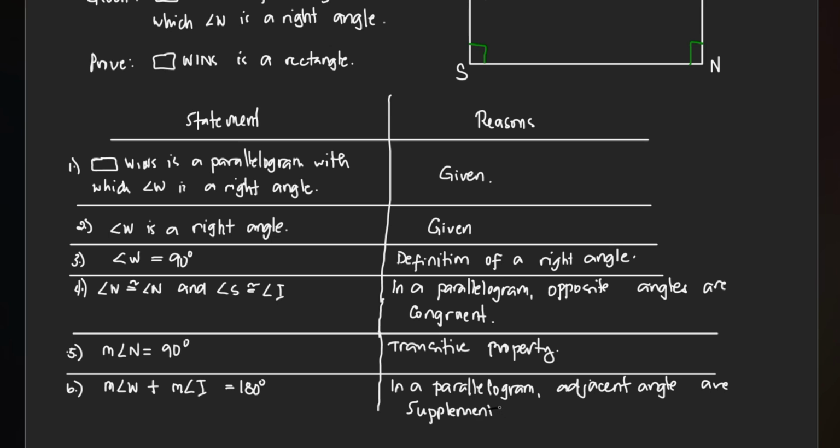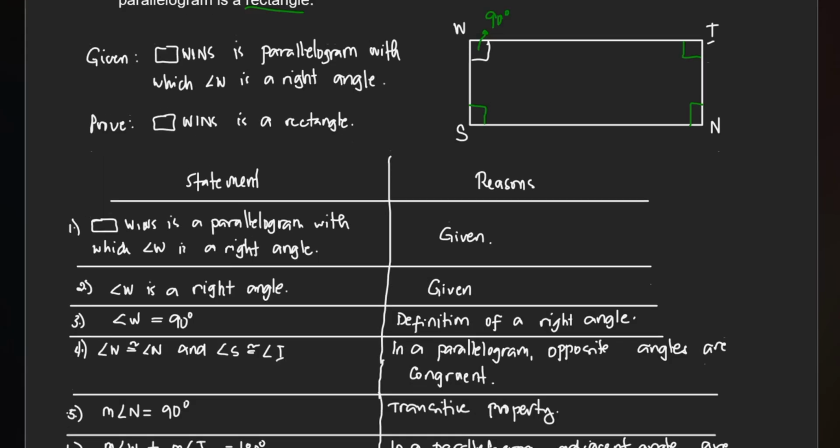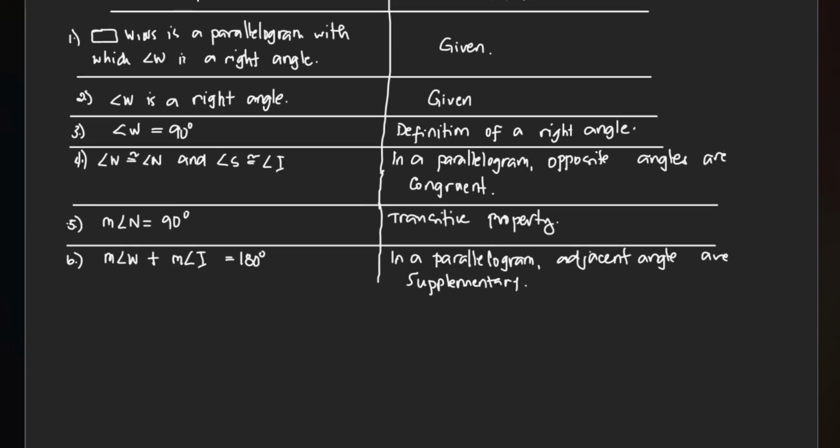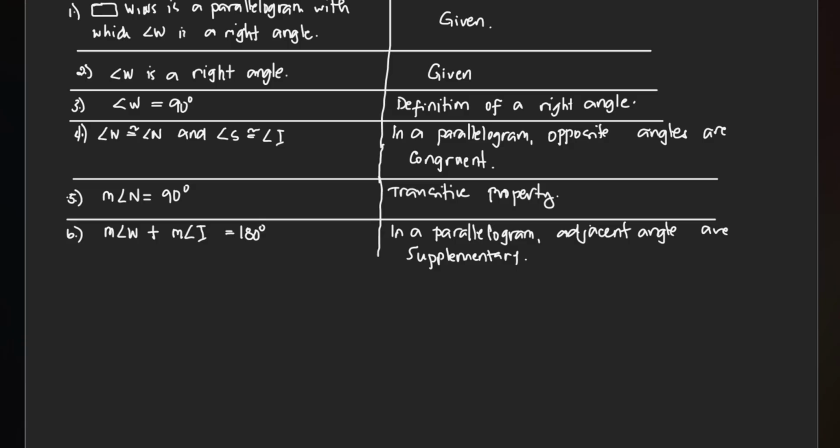supplementary. Okay? Pag sinabi natin na supplementary, it states that if you add these two angles, that is equal to 180 degree. So basically, if this is 90 degree, this is also 90 degree. So if you add these two angles, 90 plus 90, the answer will be 180. And that is the definition of supplementary angle.